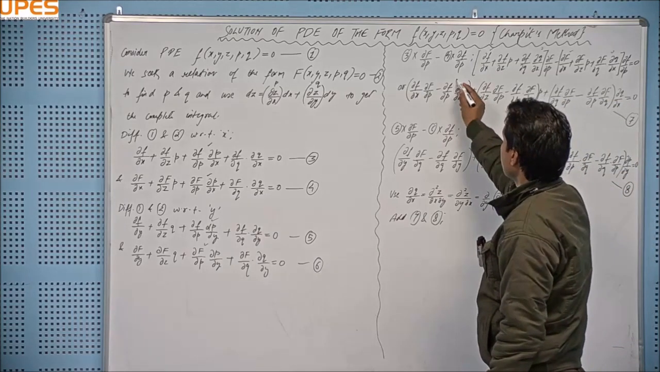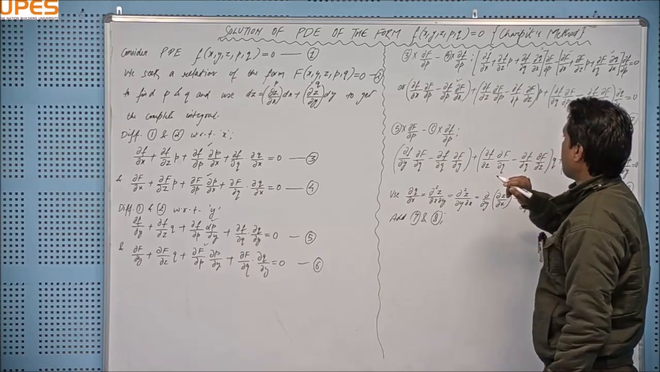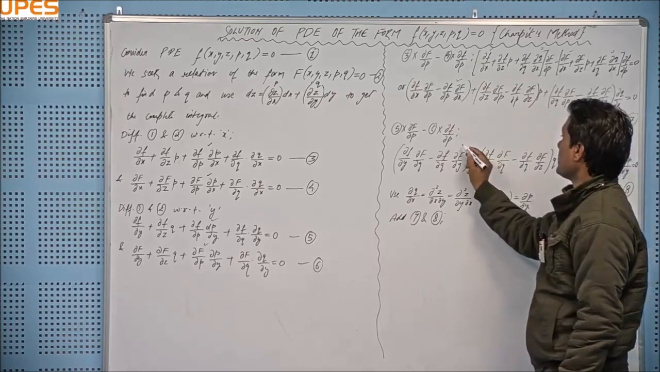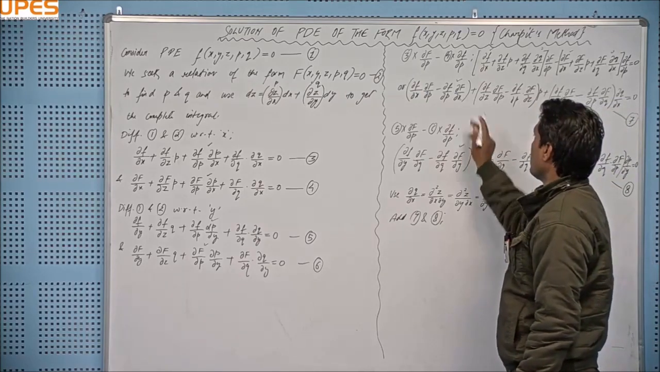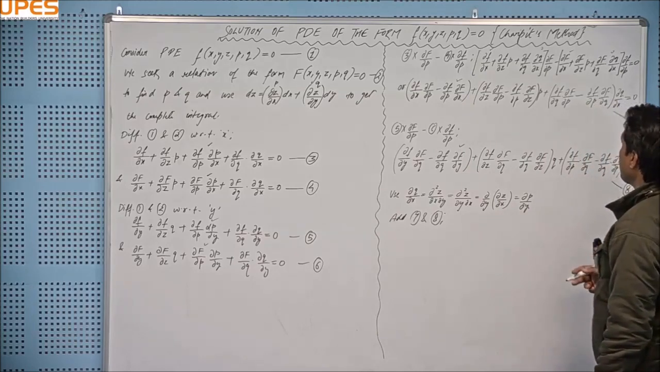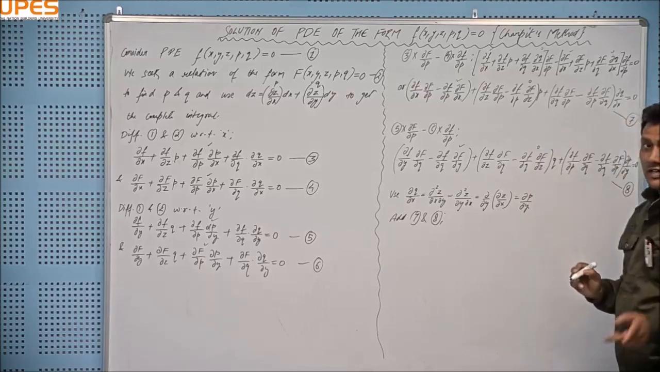First term will be this term, del f by del x. First I will write this term, okay. Then the second term will be containing del f by del y. This is del f by del y, okay. Second term will be this term, first, second, right? Third term will be del f by del z. This is the term del f by del z. Okay, so I will write the first 3 terms.